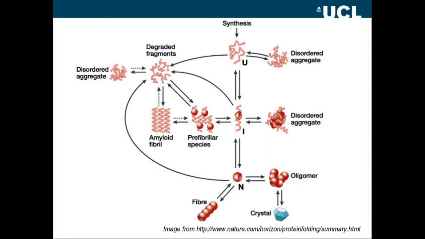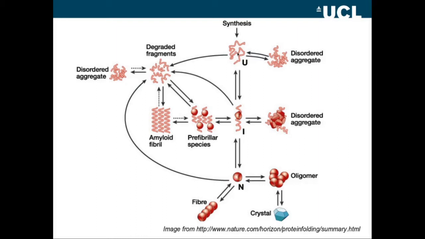Now, we can think of what happens to a protein in this sort of cycle here. So we start with synthesizing the protein. That then goes through a pathway to be folded up, via some sort of intermediate state, through to the native state at the bottom here. Now, from that, we can get all sorts of things happening.